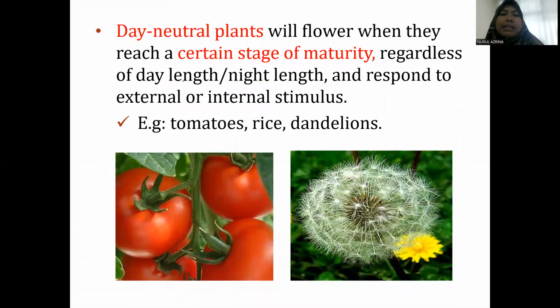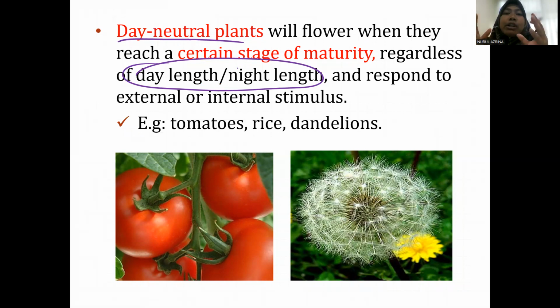And the fourth one is the day neutral plant. Day neutral plants will flower when they reach a certain stage of maturity, regardless of the day or night length, and respond to external or internal stimulus. So this kind of plant is called day neutral. It doesn't matter how long or short the night period is. As long as they reach a certain stage of maturity, then they will flower. Examples are tomatoes, rice, and also dandelion.